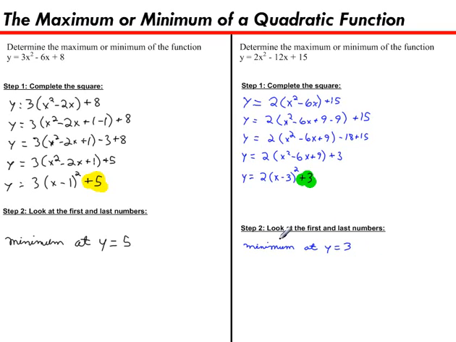Hopefully you got a minimum value of y equals 3. And if you didn't, take a look at these steps for completing the square, because this is where a lot of little errors can happen. And if all went well, you got a minimum of y equals 3.